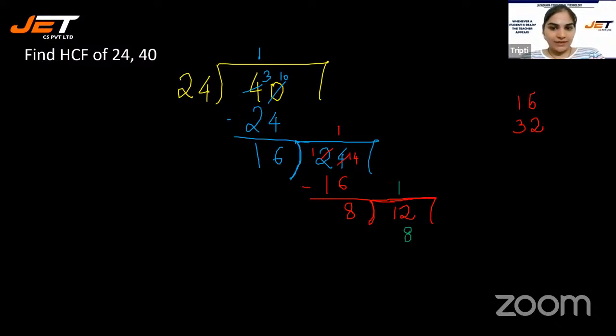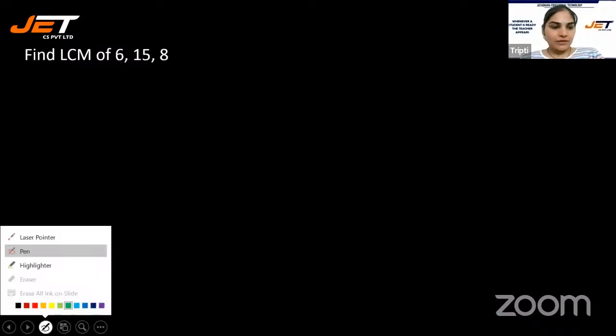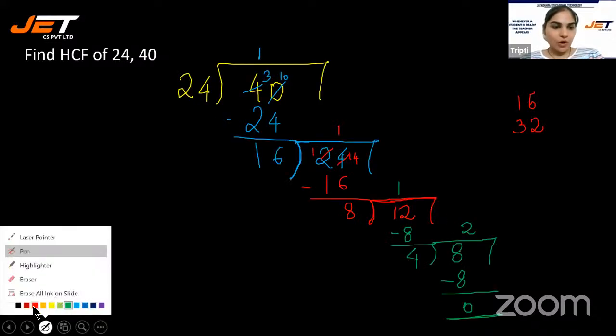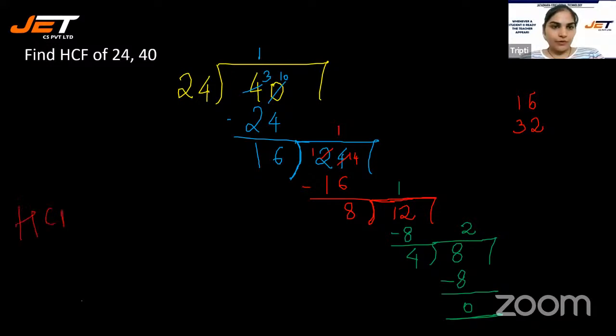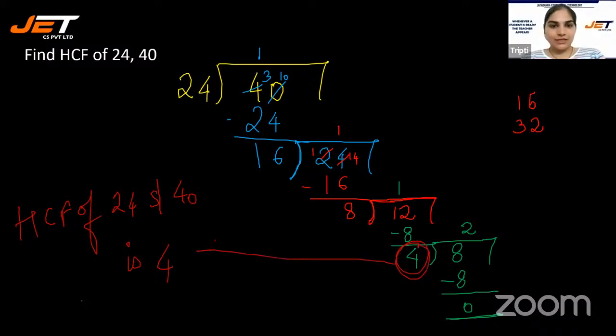8 times 1 is 8. 4 here. The divisor, which was 8, the earlier divisor, will now become the dividend. 4 times 2 is 8. That means the HCF of 24 and 40 is 4. Means the last divisor is the HCF of 24 and 40.